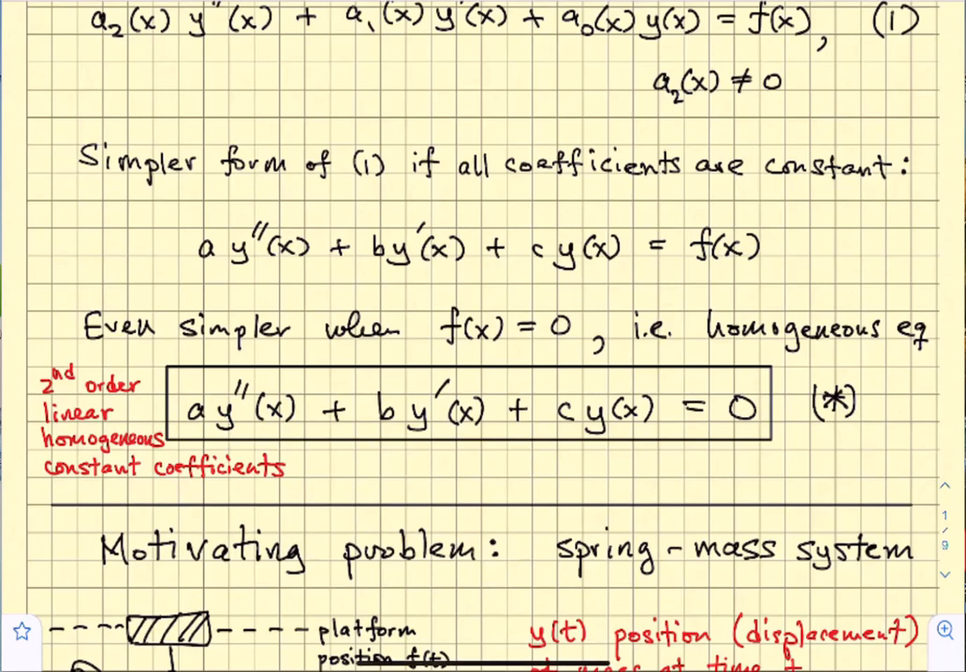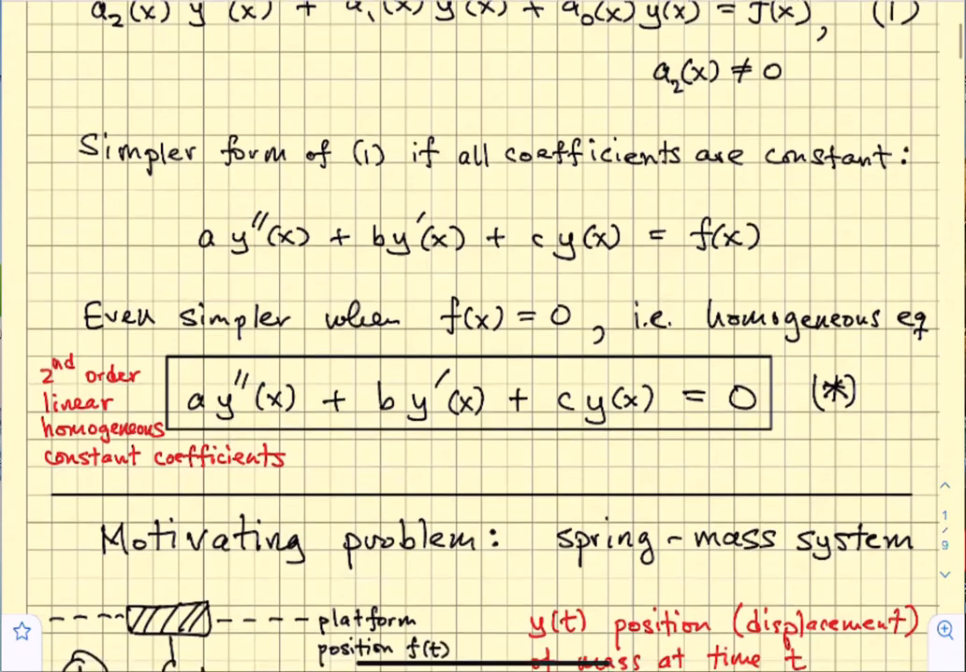And even though it's a mouthful, the descriptor for this is that this is a second-order, linear, homogeneous equation with constant coefficients. This is going to be our prototypical second-order equation in contrast to the first-order equations that we were solving in Chapter 2. The theory here is completely different, and the solution techniques are completely different, so it's very important that you recognize when you have a second-order equation instead of a first-order equation.